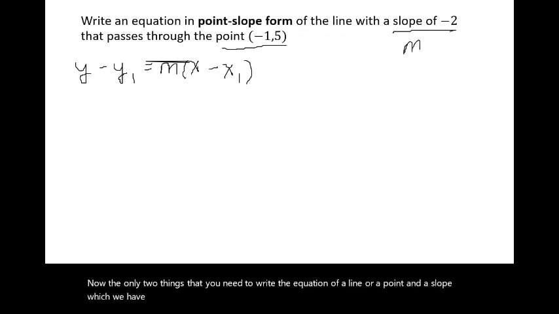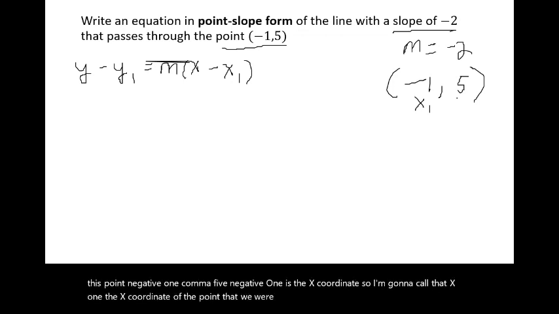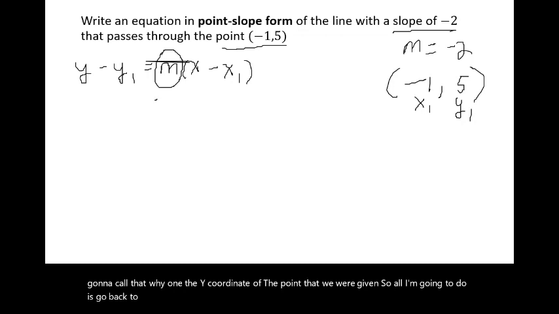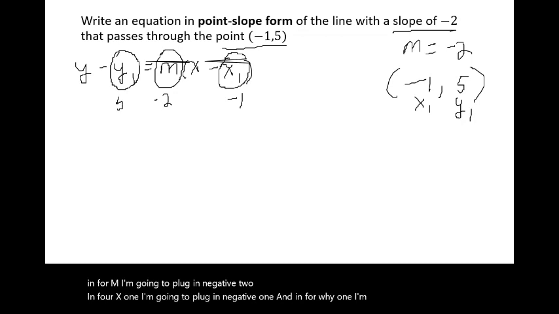So the slope is -2, so your m is -2. And then we have this point -1 comma 5. -1 is the x-coordinate, so I'm going to call that x1, the x-coordinate of the point that we were given. And 5 is the y-coordinate, so I'm going to call that y1, the y-coordinate of the point that we were given. So all I'm going to do is go back to my point-slope form. In for m, I'm going to plug in -2. In for x1, I'm going to plug in -1. And in for y1, I'm going to plug in 5.